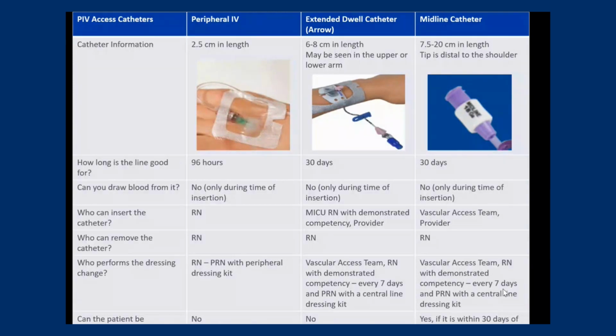And then for our midlines, it's our vascular access team or a provider. Anyone can remove any of these catheters. And then in terms of dressing changes, we can change our peripheral dressings. The vascular access team or any RN who can change a central line dressing is able to change the arrow dressing. And then the same goes for the midline.